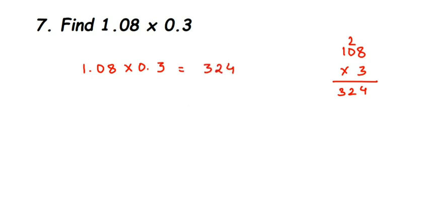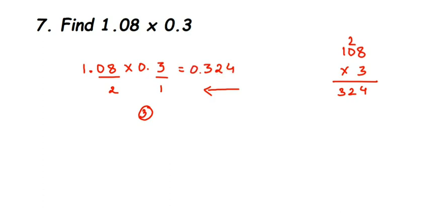Now see, in the first number, after the decimal we have 2 digits. In the second number, after the decimal we have 1 digit. So 2 plus 1 is 3. Now we have to put the decimal point 3 places from the right side. From the right side you have to count, that is 4, 2, 3. Three digits are over, right? After that I'll put the decimal point and then I'll put 0 here.